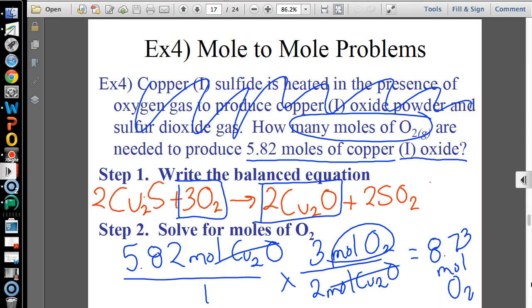After your sig figs, make sure you're not only writing moles, you're also writing substance. So what chemical are we doing?